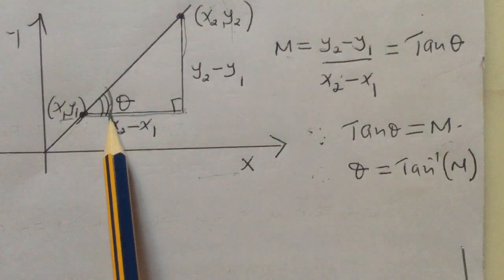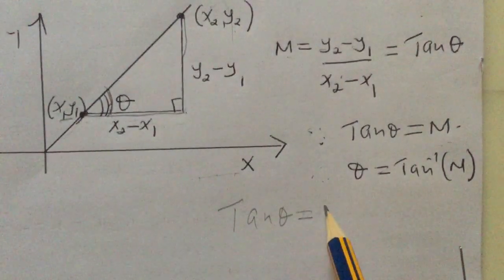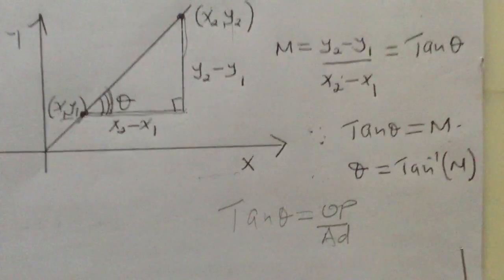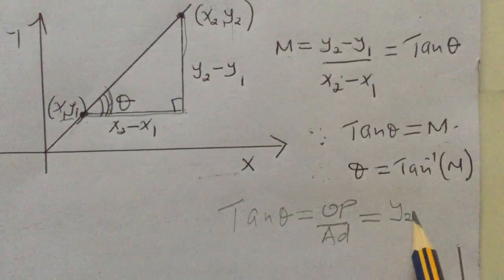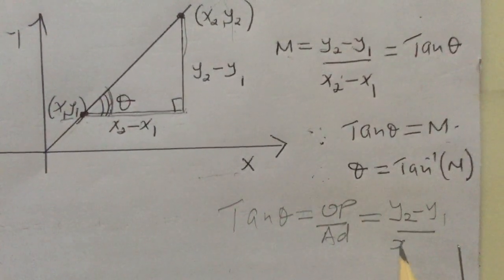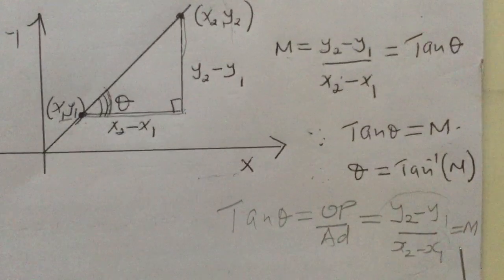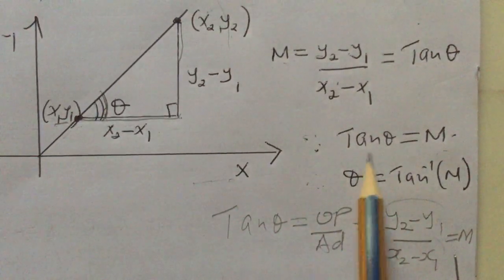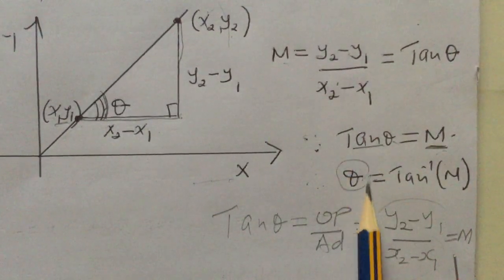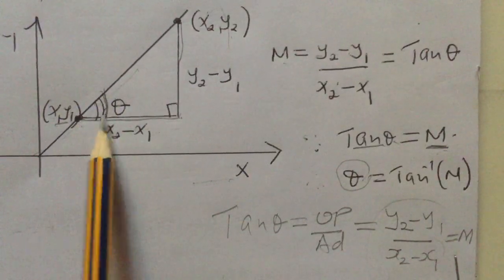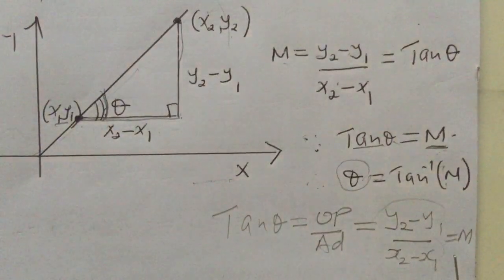You realize that in this case tan of any angle theta is the opposite over the adjacent. Now, if you look at this one, the opposite is y2 minus y1 divided by the adjacent, which is x2 minus x1. And by so doing, you realize that this is the same as m, the gradient. And that's why from up here I've said that tan theta is the same as the gradient. Therefore, to get the angle this particular line makes with the x-axis, you take that angle equals tan inverse of the gradient.